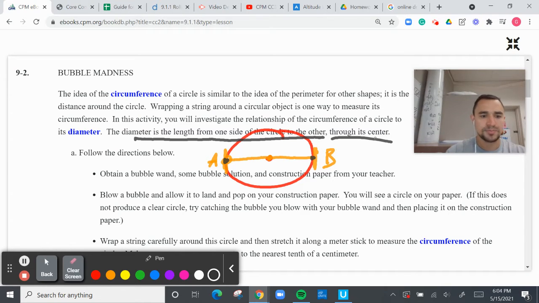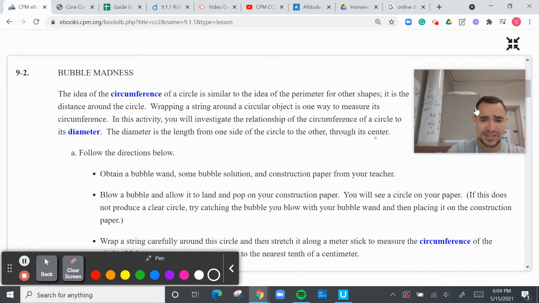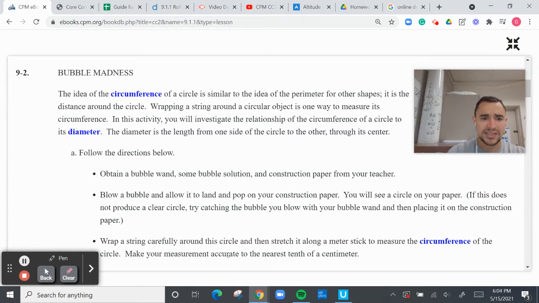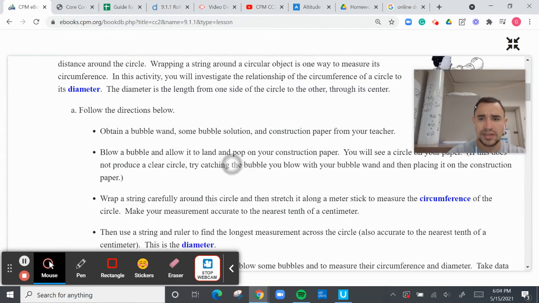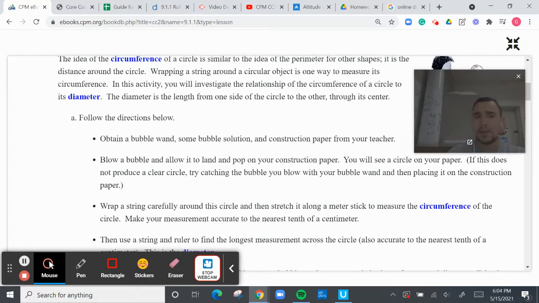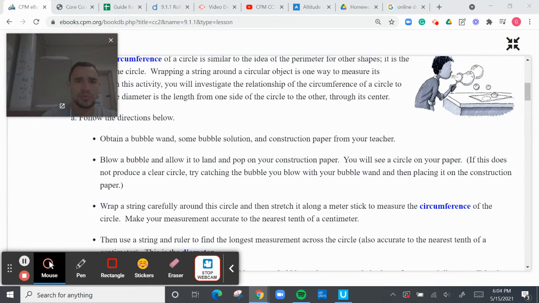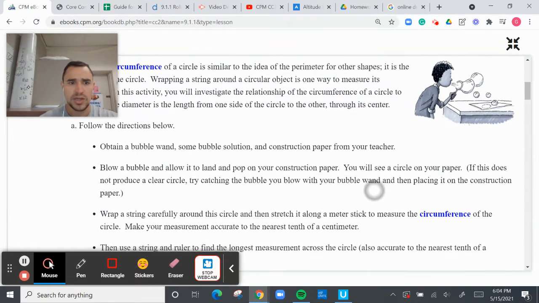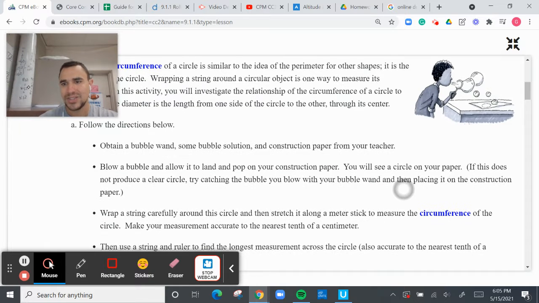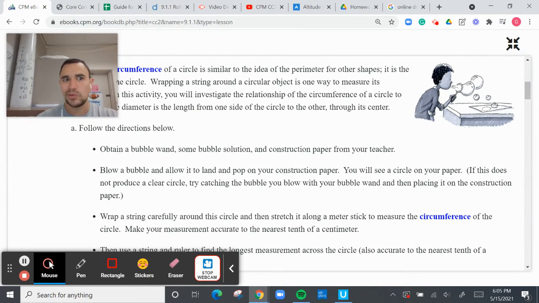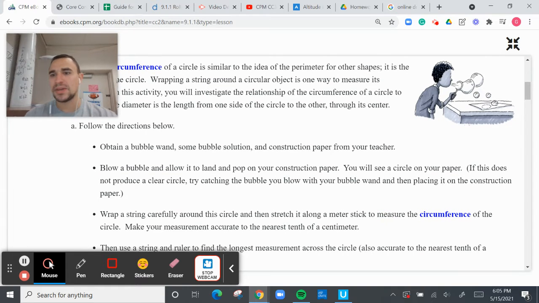Now they're asking us to do this little bubble wand activity, which I think is an amazing opportunity, but it's really hard to do over distance learning. With COVID and everything, blowing bubbles is probably not the safest thing to do. But anyways, we're going to go ahead and do this. It says you're going to blow a bubble and you want it to land on the paper, right?